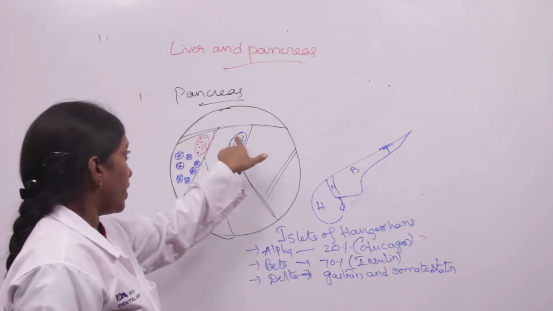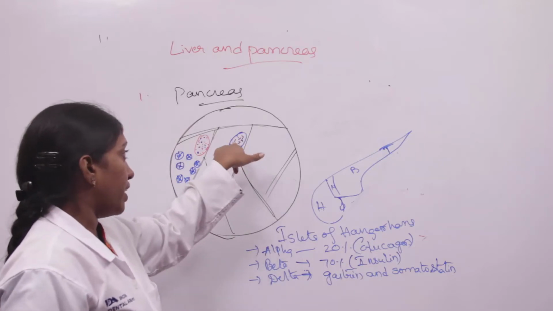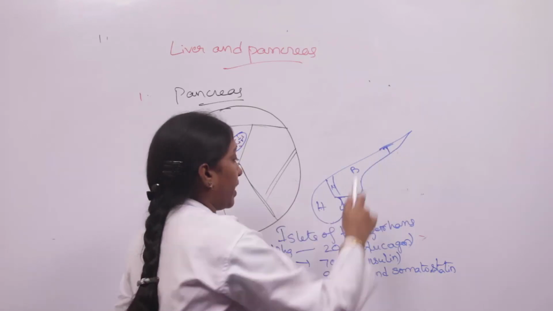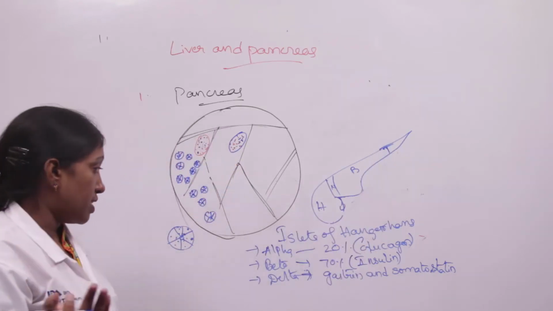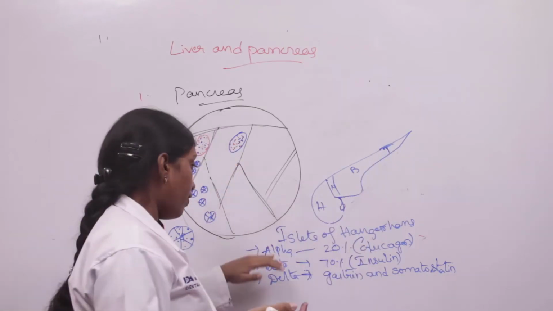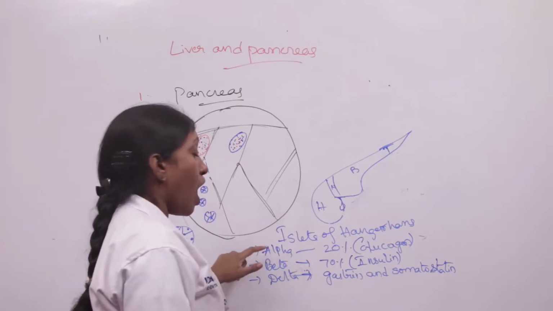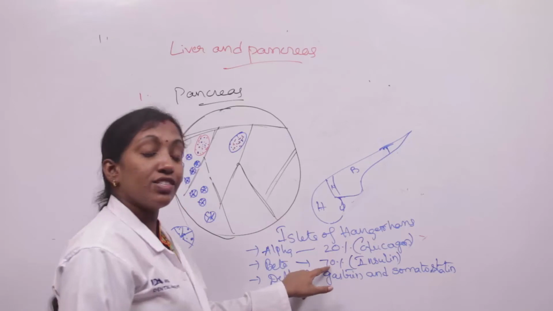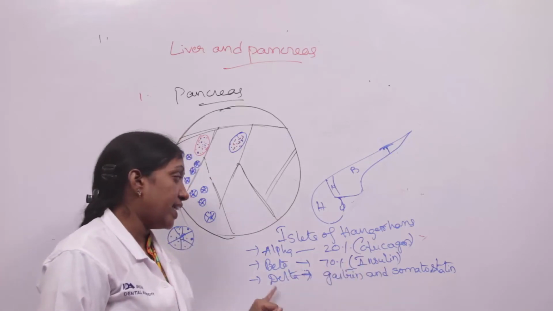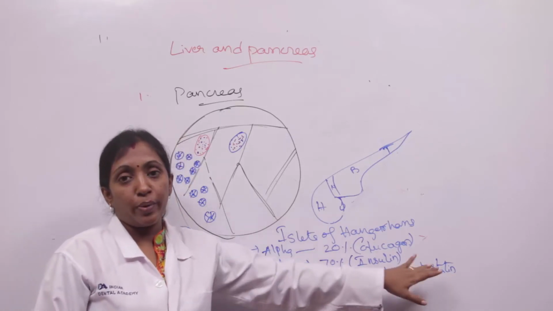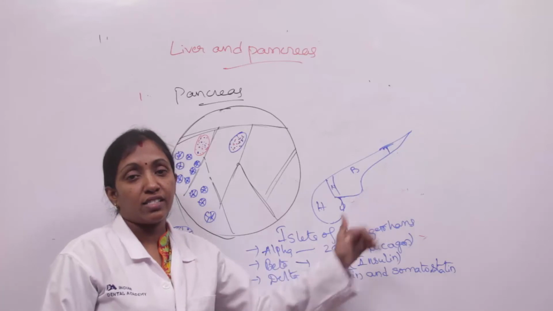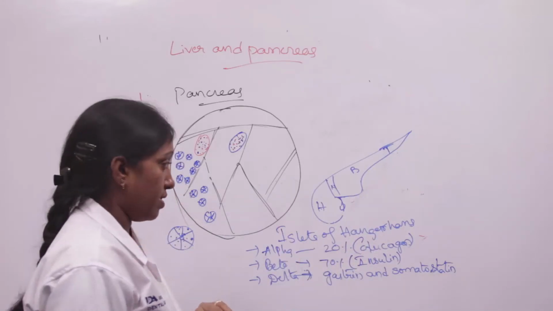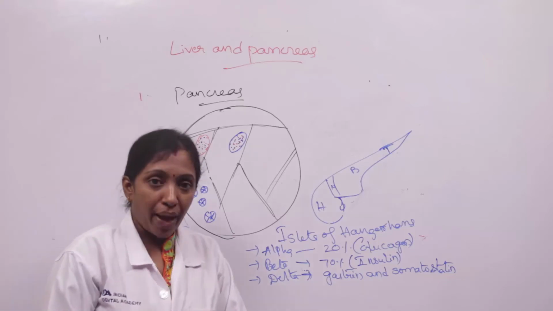So the endocrine part of the pancreas is nothing but the islets of Langerhans, which is situated in the tail of the pancreas. Three types of cells are present: alpha cells, beta cells and delta cells. Alpha cells constitute 20% and secrete glucagon. Beta cells constitute 70% and secrete insulin, and delta cells secrete gastrin and somatostatin. This somatostatin regulates the functions of glucagon and also insulin to a lesser extent. So that's about the pancreas.